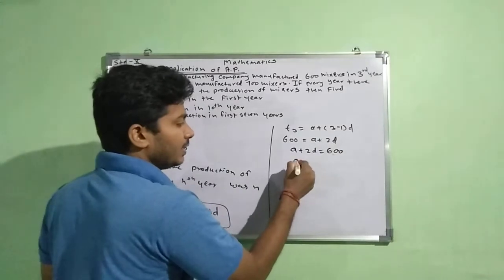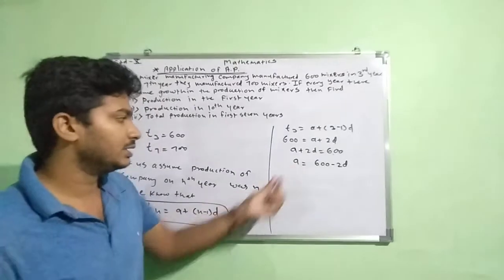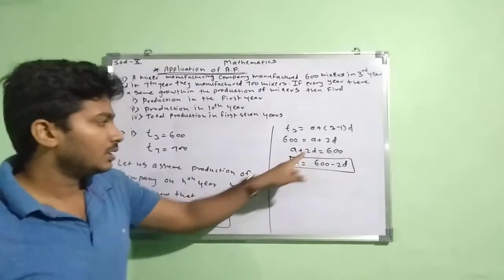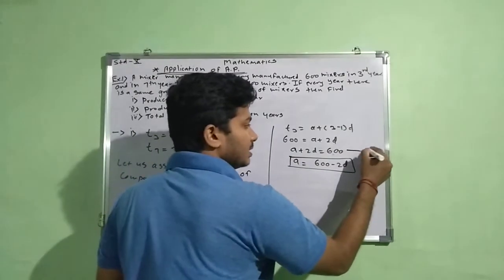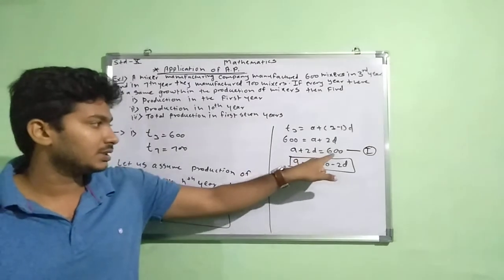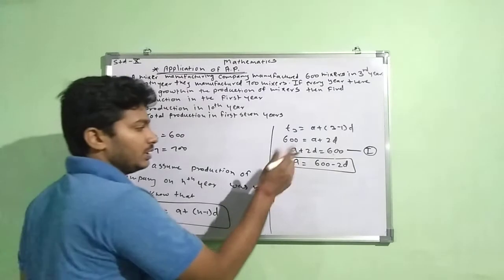Now we can write A is equal to 600 minus 2D. We can write it in this form, and let us consider this as equation number 1. So here we got A plus 2D is equal to 600 from that T3. Similarly, we will derive it for T7 as well.